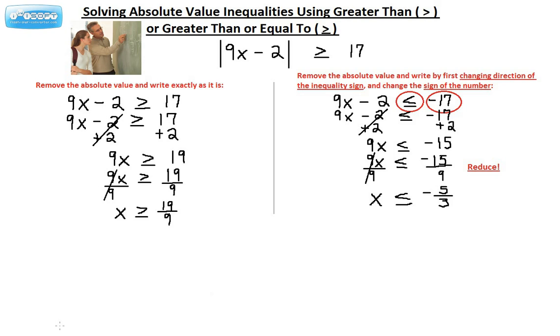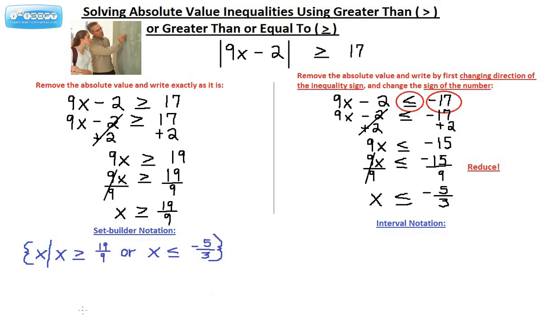We can write our solutions in both set builder notation and interval notation. For set builder notation, we open a brace, write our variable, and then draw a straight line. Then we write our two solutions. This is our set builder notation. X is greater than or equal to 19/9, or x is less than or equal to negative 5/3.